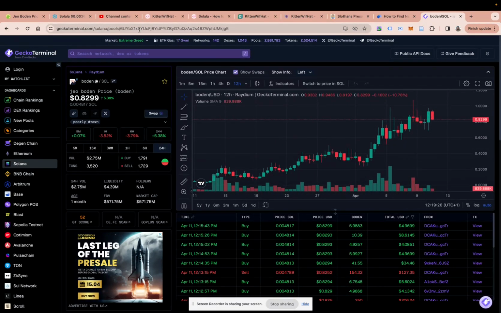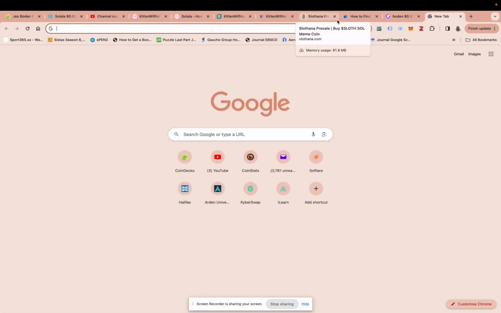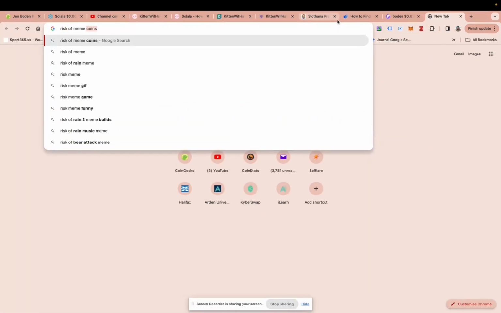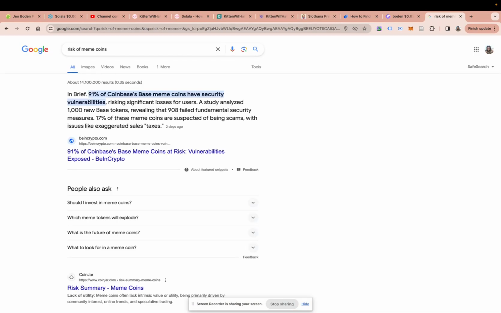So to summarize, let's see if there's a site that explains it. Risk of meme coins, let's have a look. In brief, 91% of Coinbase meme coins have security vulnerabilities, risking significant losses for users. A study analyzed 1,000 new Base tokens and revealed that 908 failed fundamental security measures. 70% of these meme coins are suspected of being scams, with issues like exaggerated sales tax.